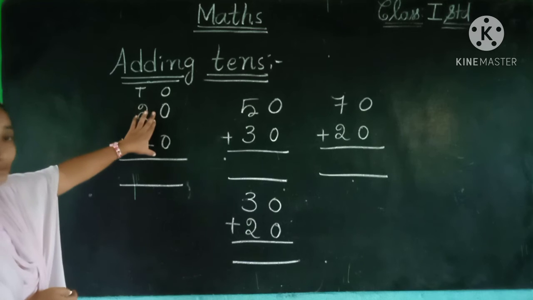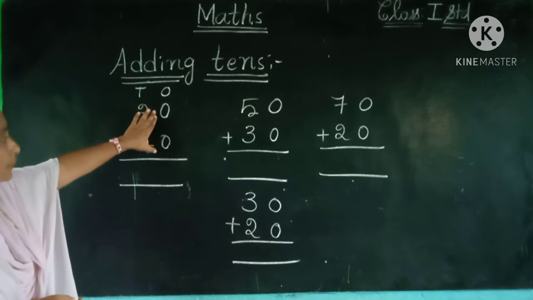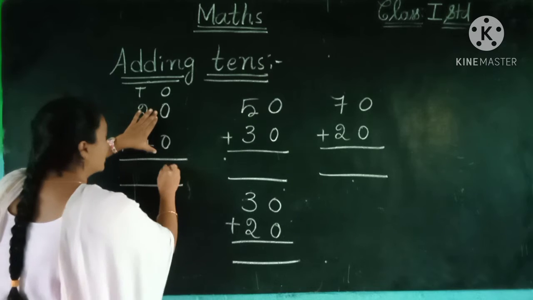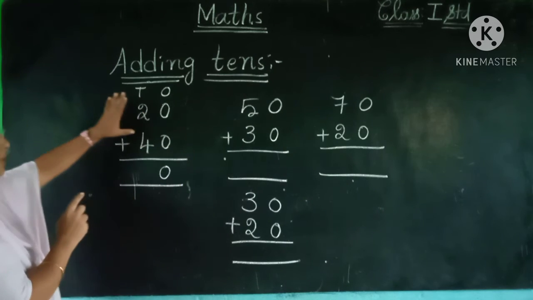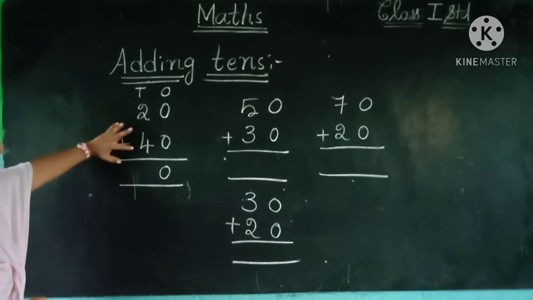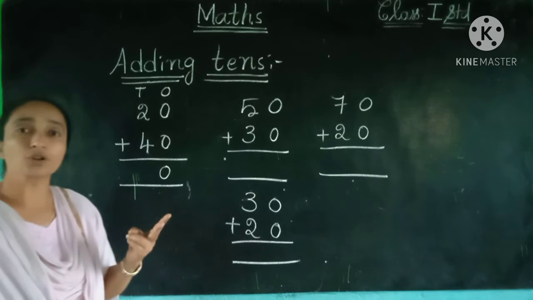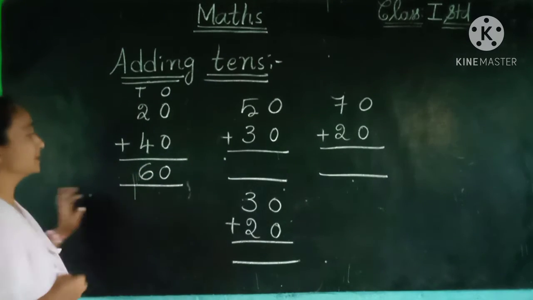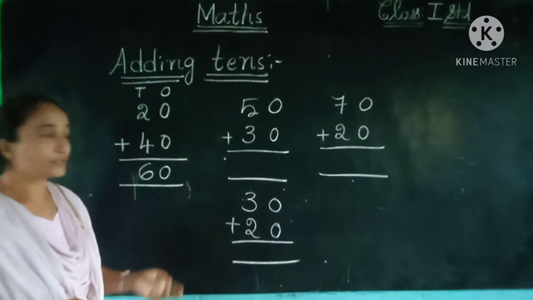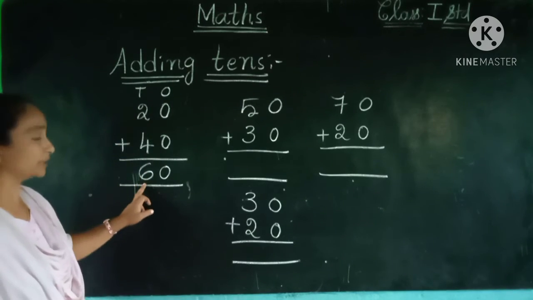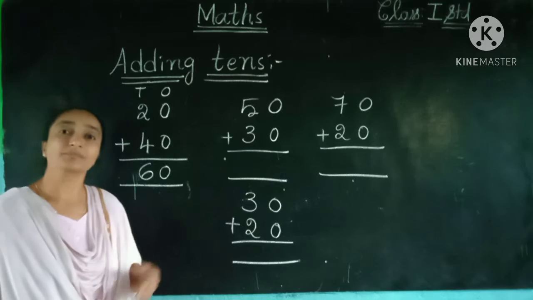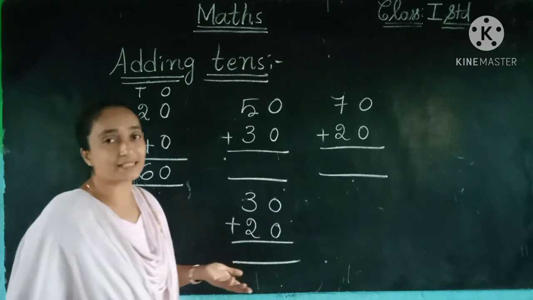So let us do the all together. What is the calculation? If you count the ones, we have nothing, so 0. 0 plus 0 is 0. Now we come to the tens place. Here 2 plus 4. 2 plus 4: 4, after that 5, 6. So 6 tens, 60. We have written 6 in the tens place. So 6 tens are 60. Very simple. So this is the answer now.